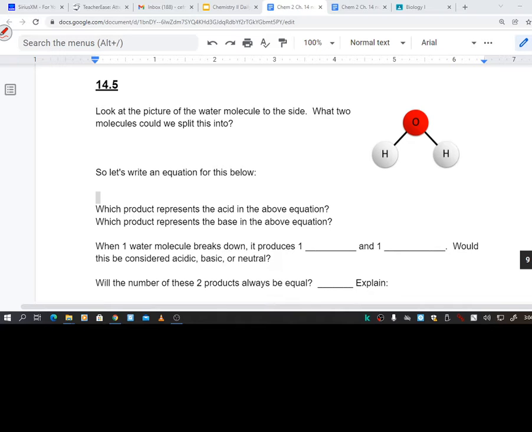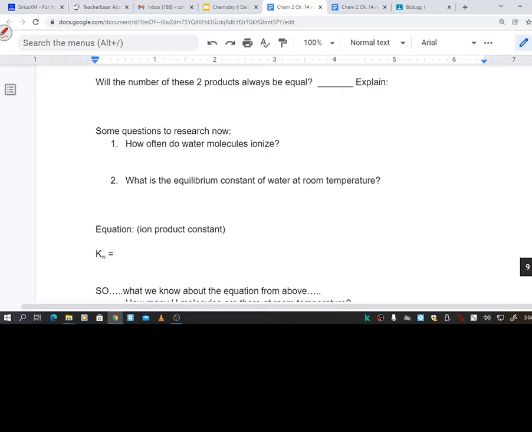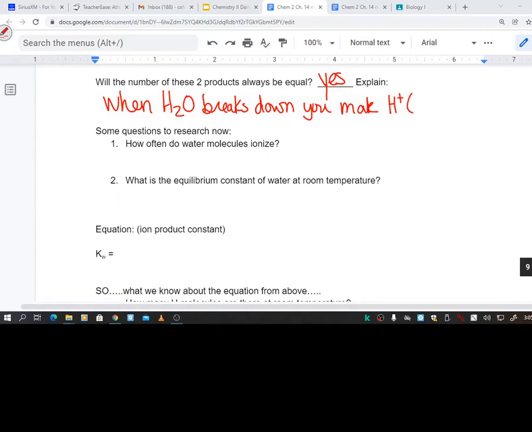So let me clear that. Okay, it says, will the number of these two products always be equal? And that is yes, and I just explained that because when H2O breaks down, you make H plus, which is my acid, and OH, which is my base. So it's always making an acid and a base at the same time. So it's always going to be neutral.